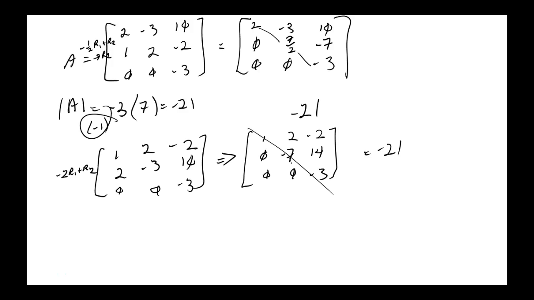Now neither one of them was much easier than doing it the regular way because we had a row with all but one 0. But you see, those principles do work. Okay?